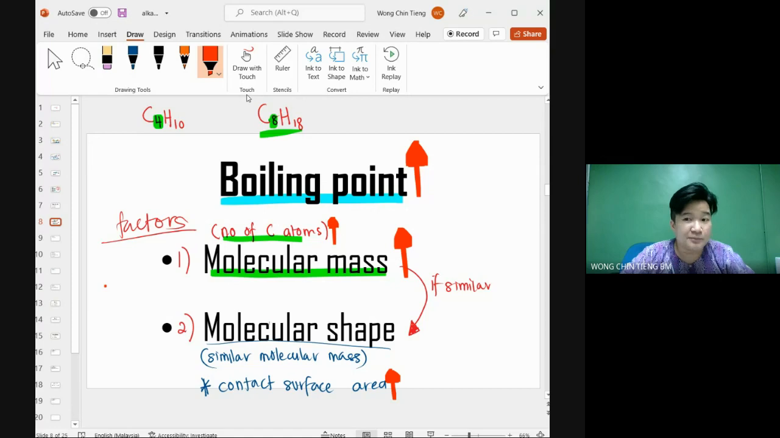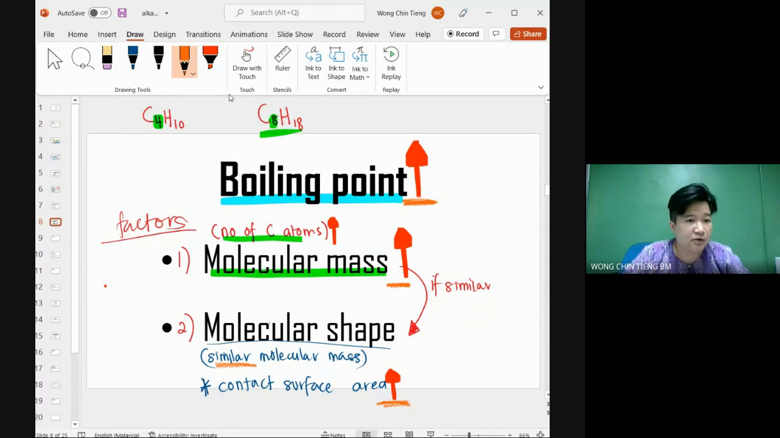Nampak? Semua saya nak boiling point tinggi ya. We are talking about higher boiling point. Higher boiling point means higher molecular mass, or if the molecular mass is similar, then we want the higher contact surface area. Kita nak kawasan luas permukaan yang besar.